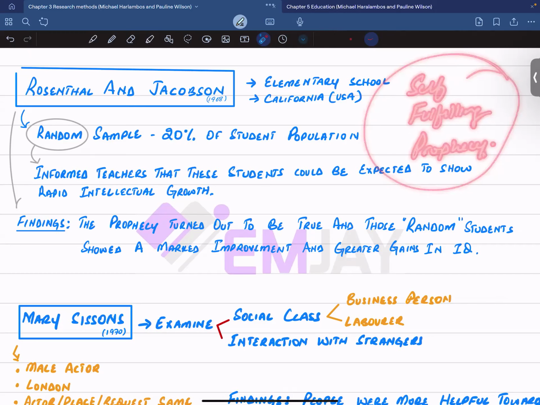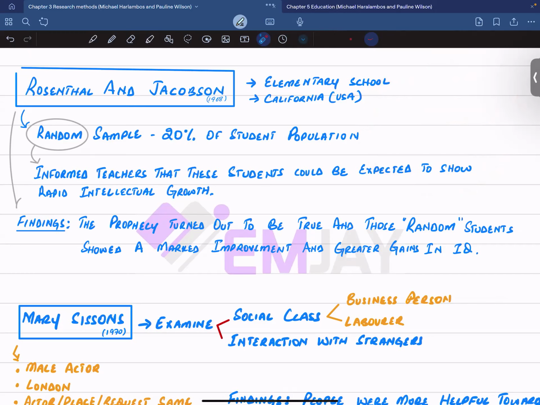This might result in the student carrying low self-esteem, feeling less confident, and consequently performing less. So this research was conducted in California in the United States. This was conducted in an elementary school.